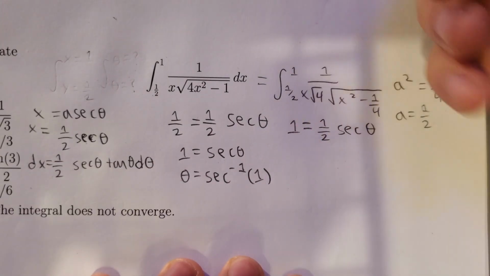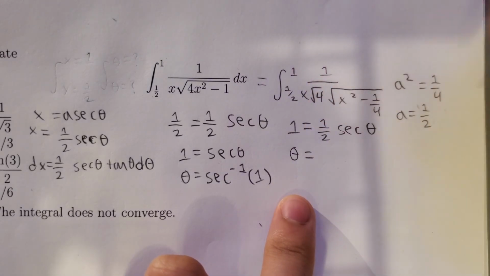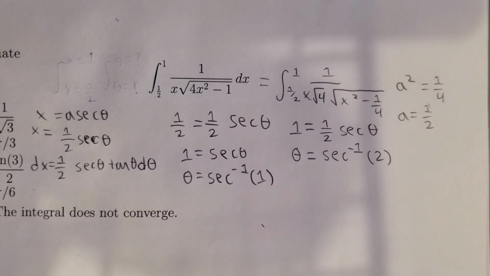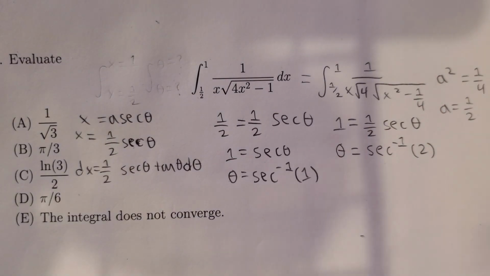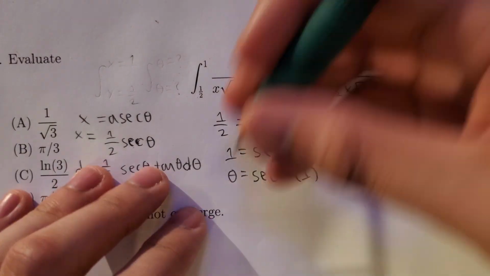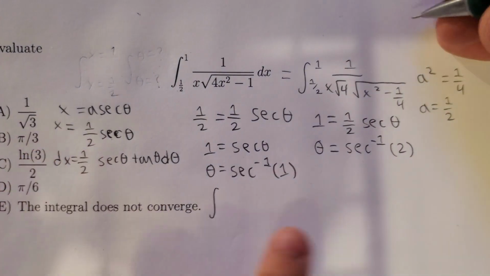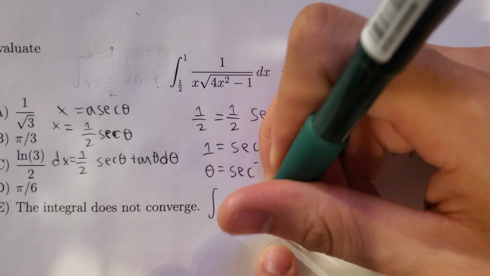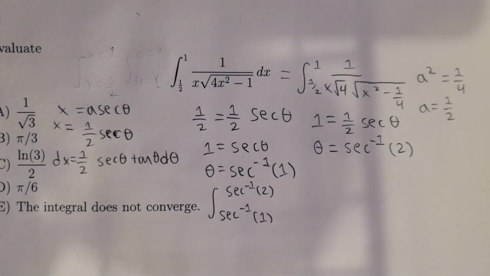And from here, we can deduce that theta is going to be equal to the secant inverse of 2. So now we have everything and we can start computing the integral from here. We have the substitution, we have the derivative of our substitution, and we have our new boundaries. So the new integral is going to look like this. So we have the secant inverse of 1 at the lower boundary and the secant inverse of 2 as the upper boundary.